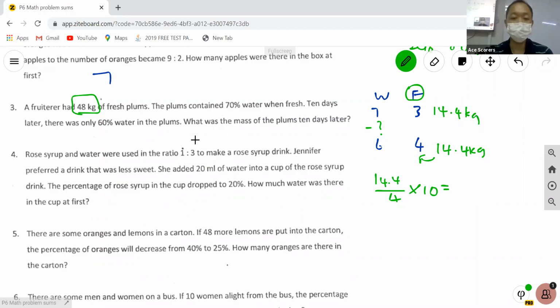Better switch off the video. Every time I switch on the video, the whole thing gets jammed.